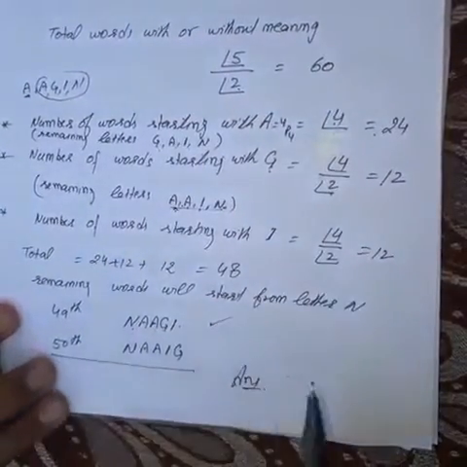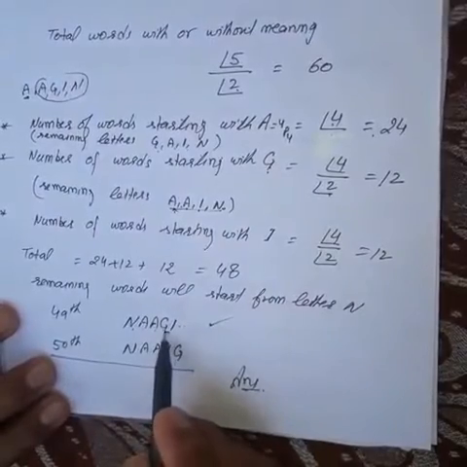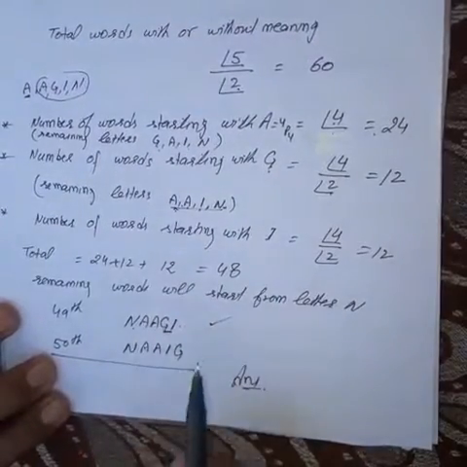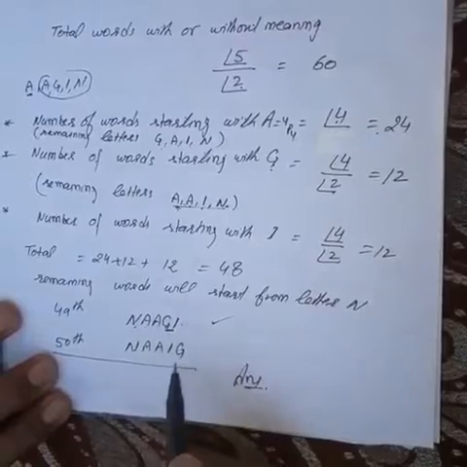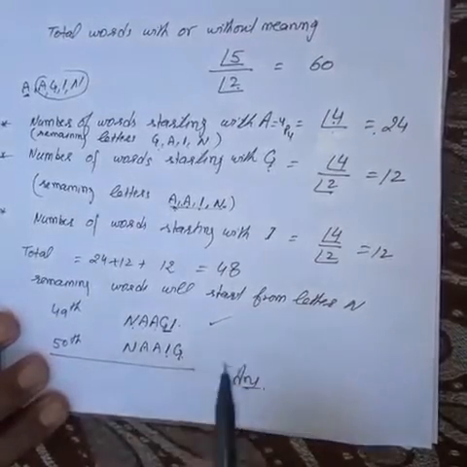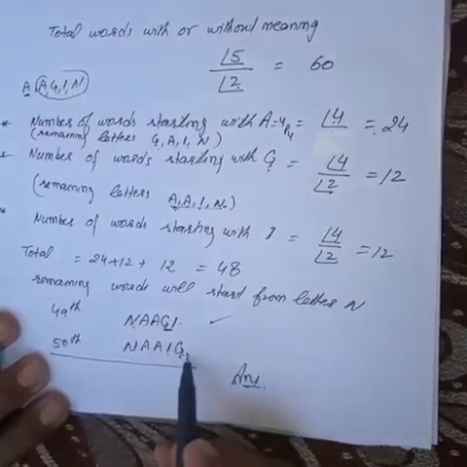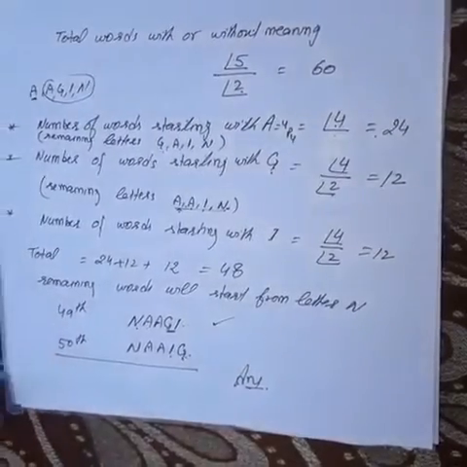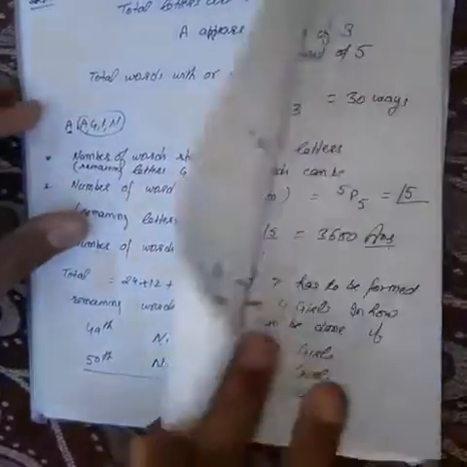Then the 50th word, you will change these 2 positions only. It means we will arrange in place of G, write down I and then G. So this is the 50th word. So the 50th word will be NAAIG. I hope it is clear.